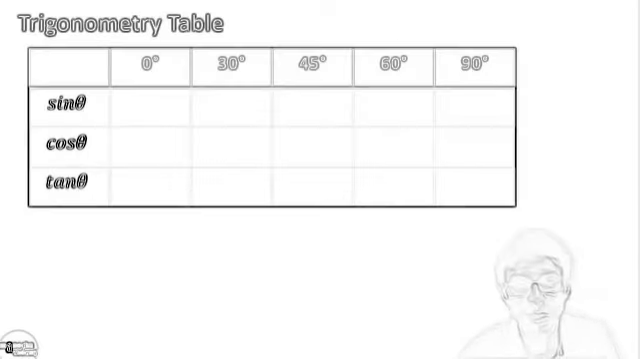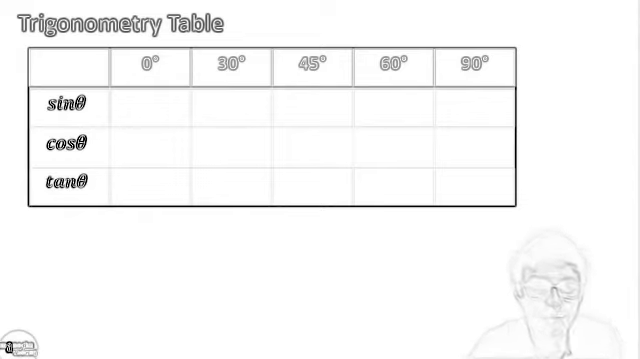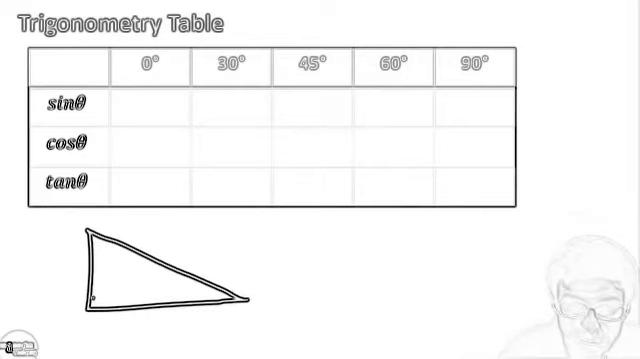Now let's talk about this. You might have seen this in your books. There's a trigonometry table, okay? Because there are standard values for theta, so in a right angle triangle, so we are talking about this right angle triangle, right? Which is right angle here.